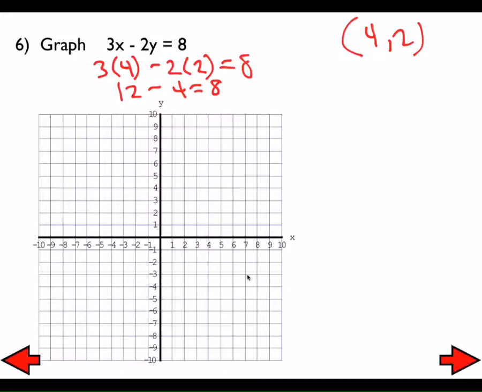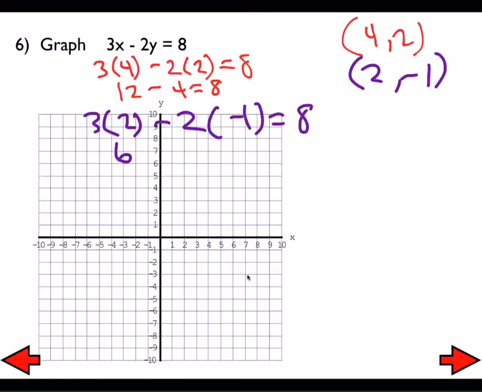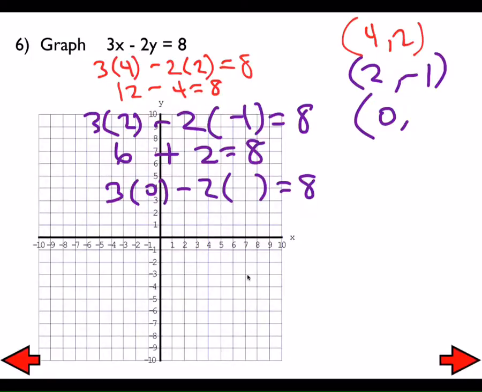Got another one? 2, negative 1. So 3 times 2 minus 2 times negative 1. That would be 6 plus 2. Yep, that works. Very nice. What's the easiest number you can pick? 0. Let's try that one. 3 times 0 minus 2 times something has to be 8. Negative 4. Awesome.